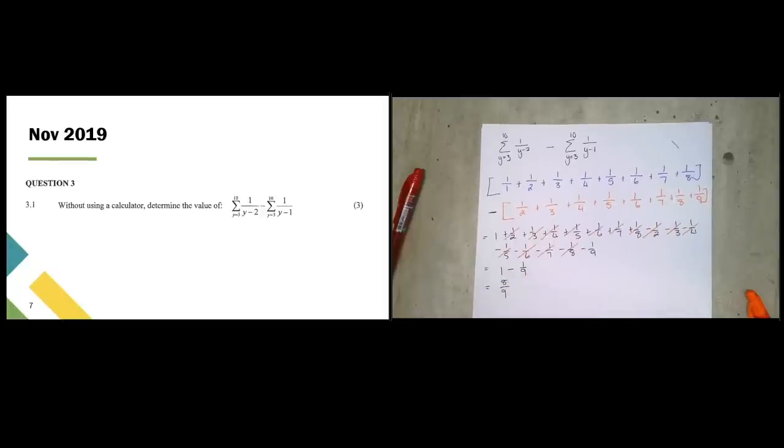I did not need a calculator. I just had to show all my steps. 3 marks. Where did the 3 marks go? Showing the expansion of the first one, showing the expansion of the second one, and then getting the answer. That was your 3 marks.